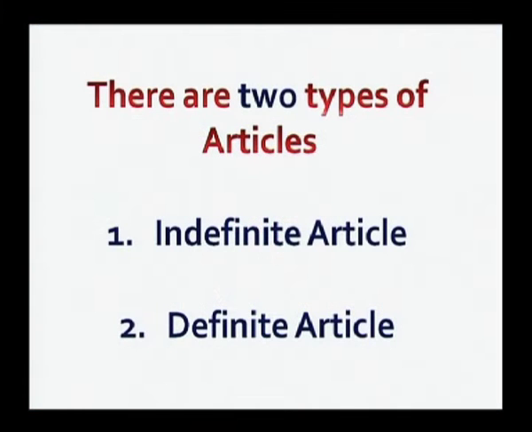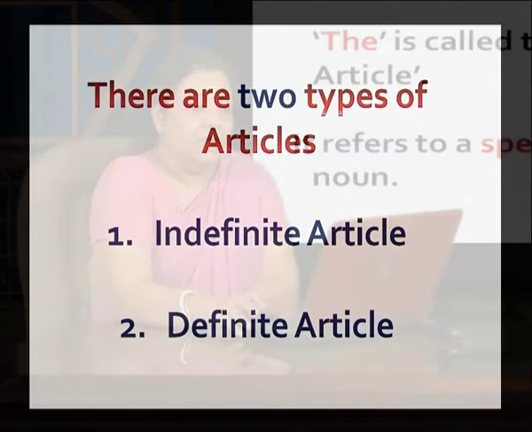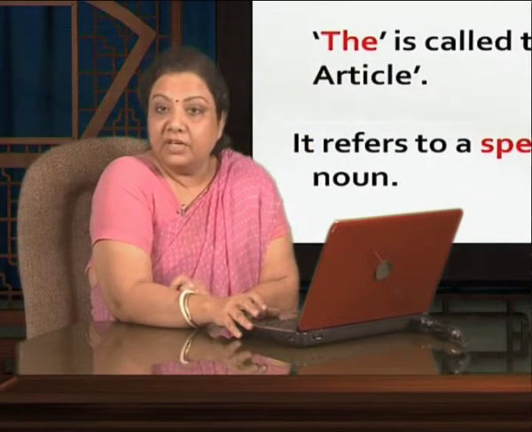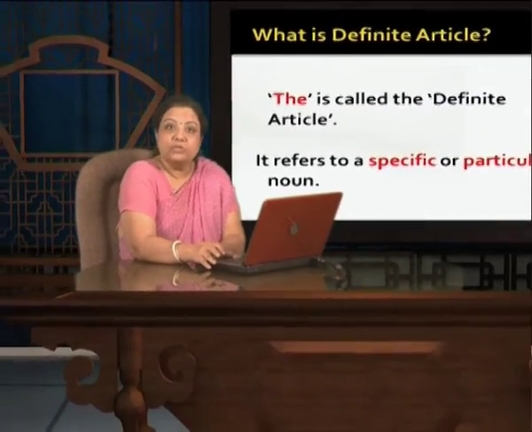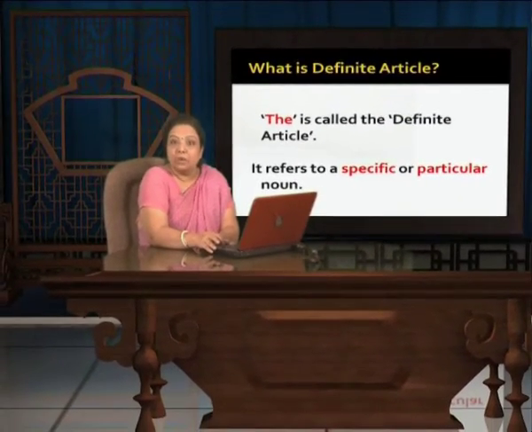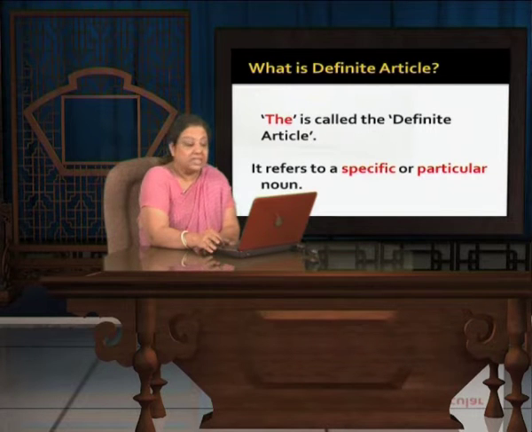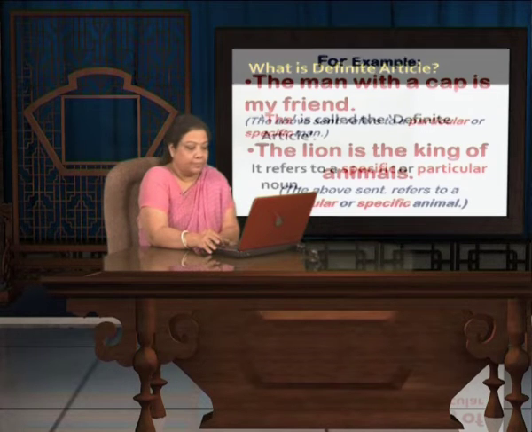There are two types of articles. One is the indefinite article, the other is the definite article. The is called the definite article, whereas it is used to refer to a specific or particular noun. The book, the college, it is a specific college, a specific book we are talking about. So, this the is the definite article here.